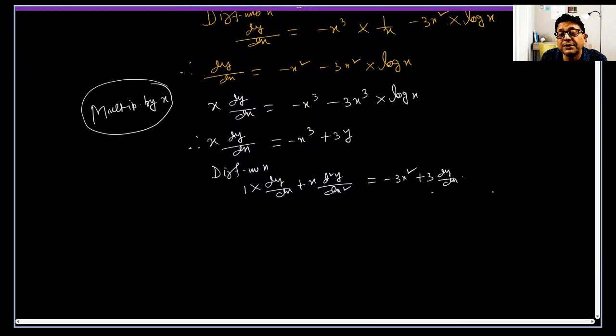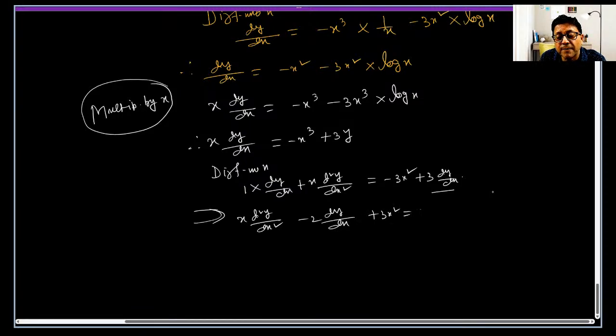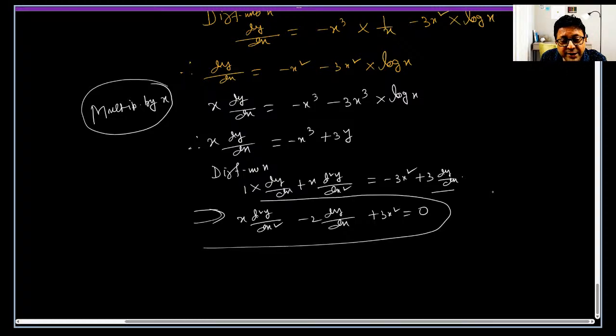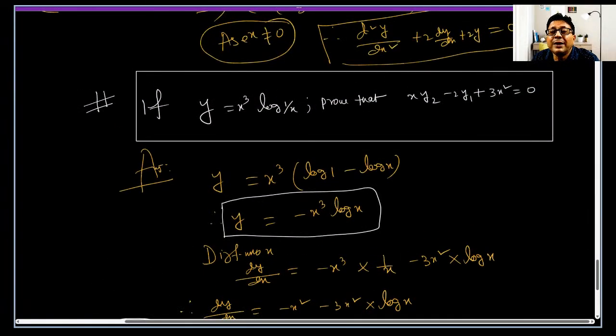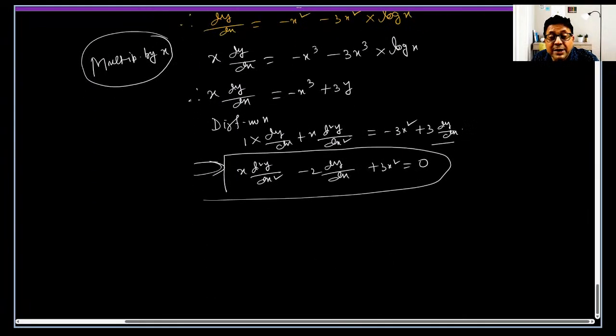So you take this 3 dy by dx on the left side: x d square y by dx square minus 2 dy by dx plus 3x square equals 0. Clear? And when I am doing this, I may be wrong in one calculation. I'll accept your suggestions to solve it. I hope I haven't made any mistake so far.